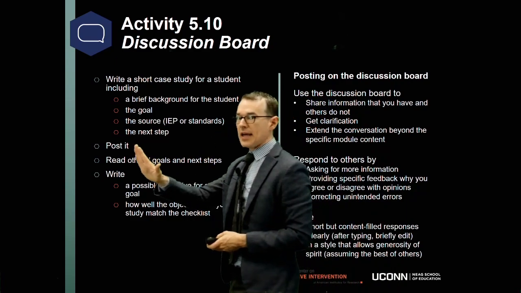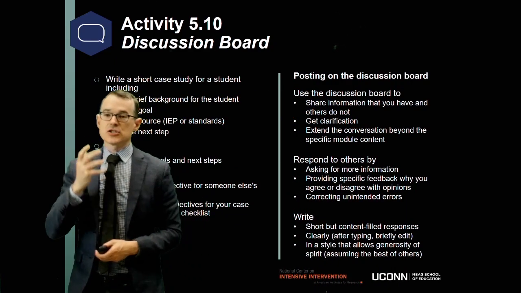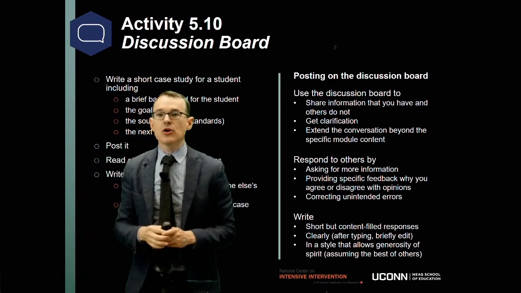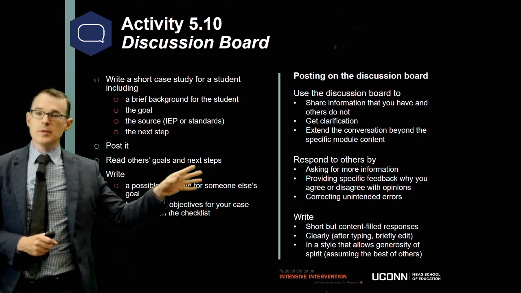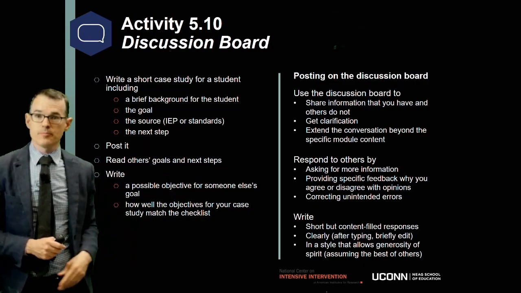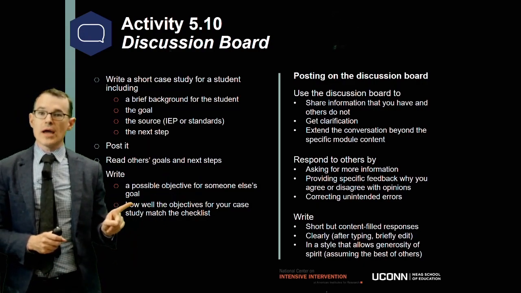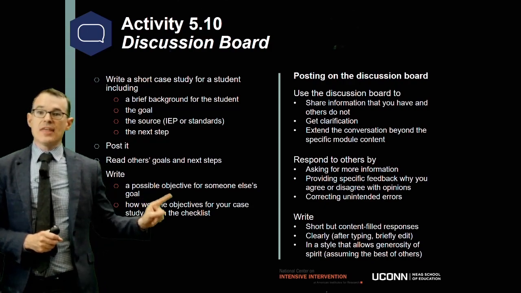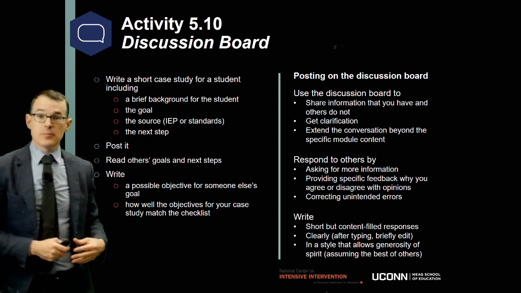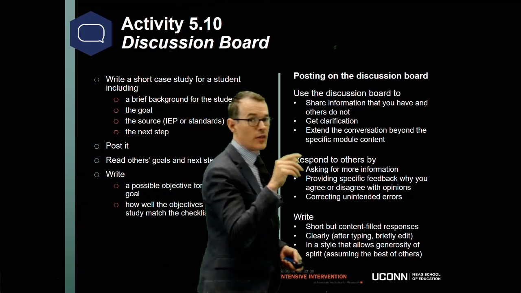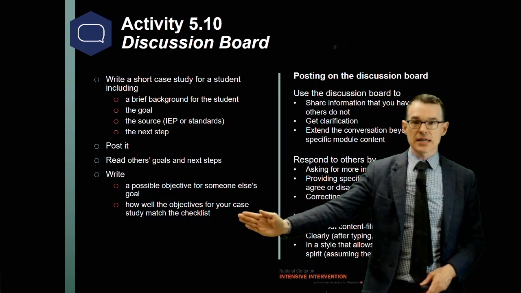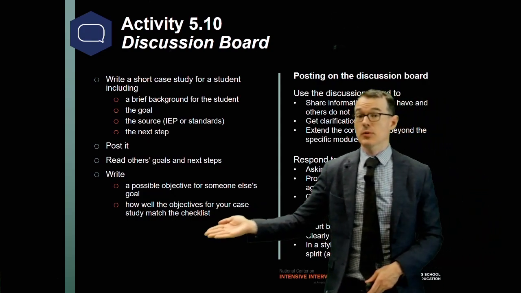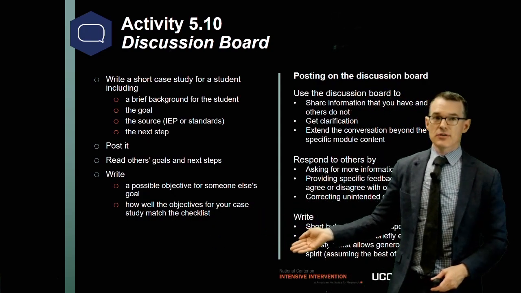And you're going to post that without describing the objective in the post, because when you go online, you're going to read other people's goals. The next step after you post your own is to write a possible objective for somebody else's goal. Then you're going to look at what other people have written, because other people are going to do the same thing for you. And when you look back at your own case study, you're going to see how well the objectives other people came up with for yours match the checklist.